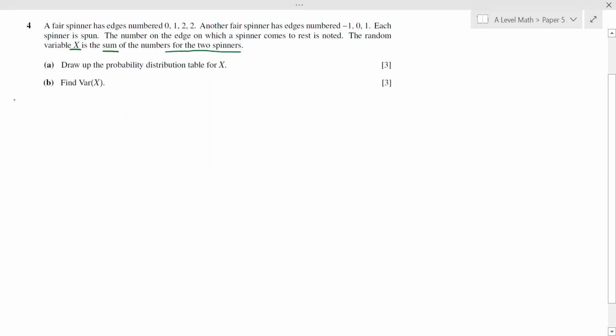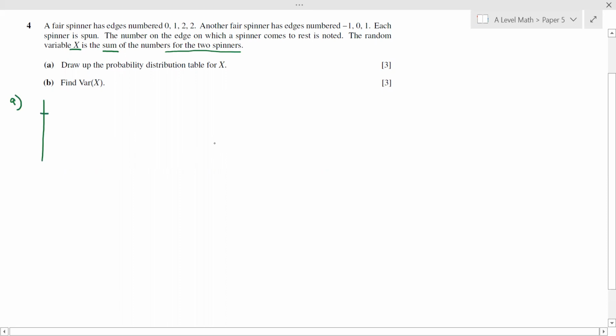And in part A, we are to draw up a probability distribution table for x. To do that, we need to look at all the possible values for x. So let's look at this. Spinner number 2 has numbers -1, 0, and 1. And then spinner number 1 has numbers 0, 1, 2, and 2.